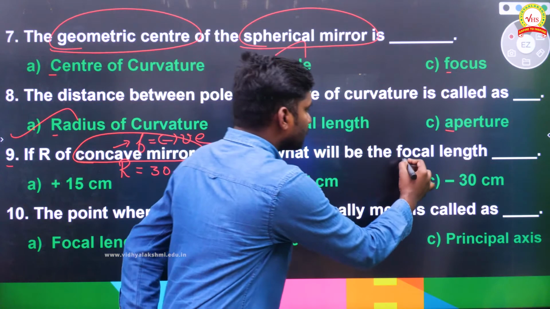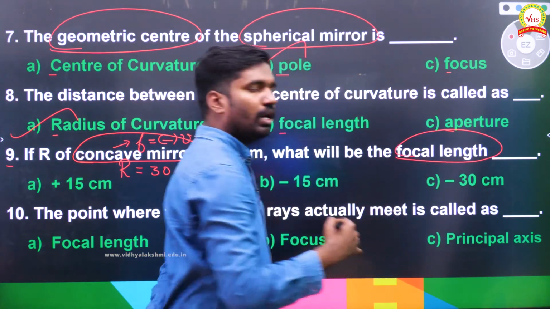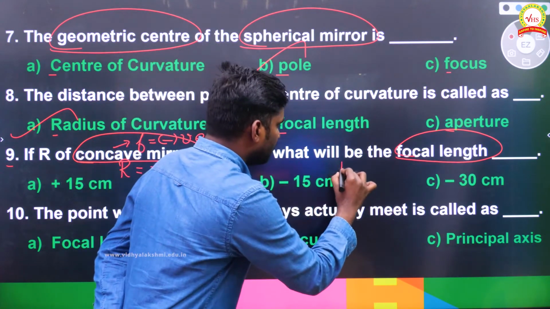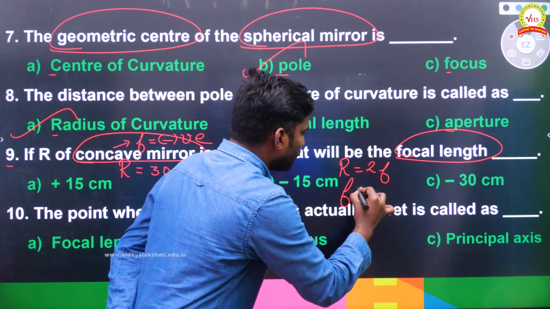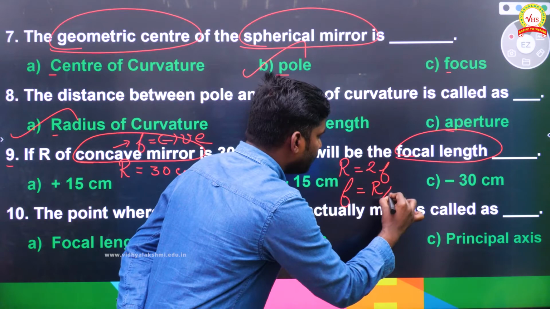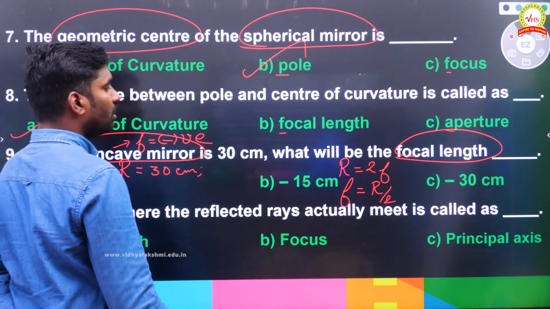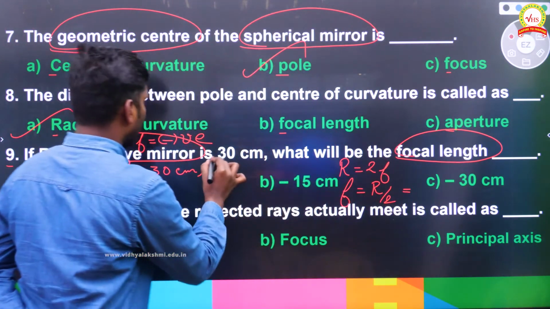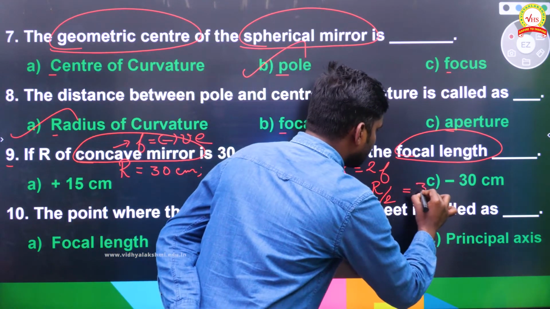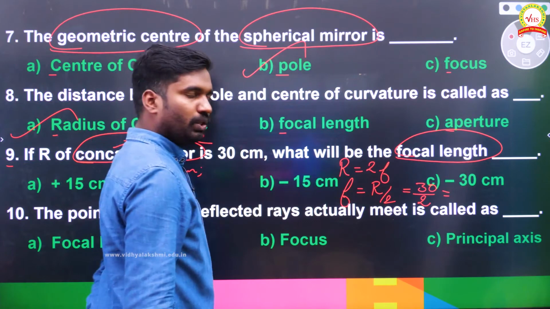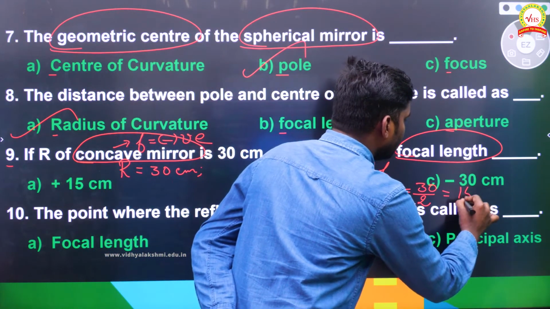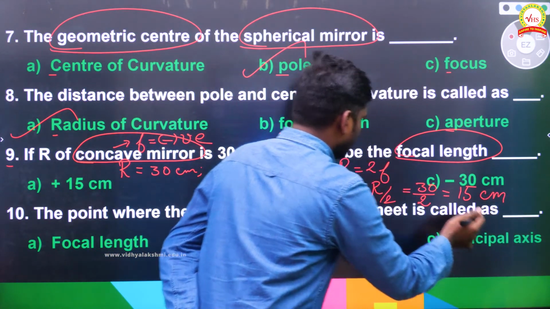In the question they are asking what is the focal length. So what is the relation? R is equal to 2f. I need f alone, so f is equal to r by 2. What is the value of r? In the question they gave it as 30, so 30 by 2 will be equal to 15 centimeter.